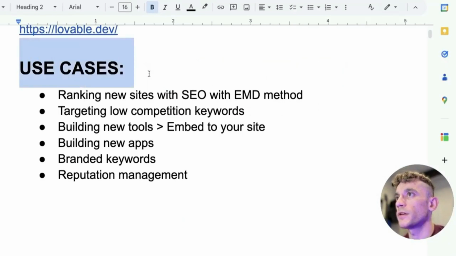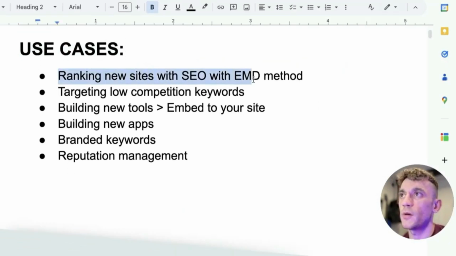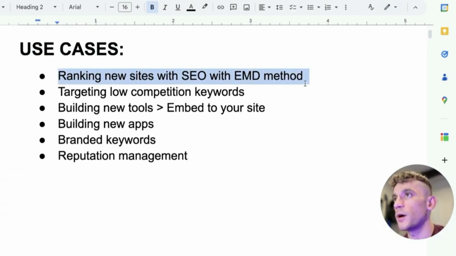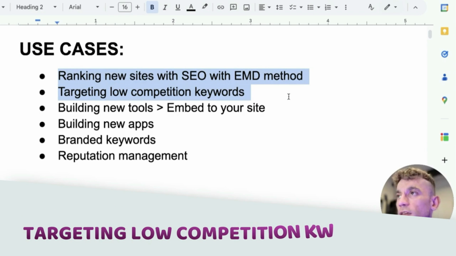All right, so you might be wondering, okay, what are the best use cases for this? Number one, I would say ranking new sites with SEO using the exact match domain method. That always seems to work pretty well for me so far. Targeting low competition keywords, pretty easy as well.